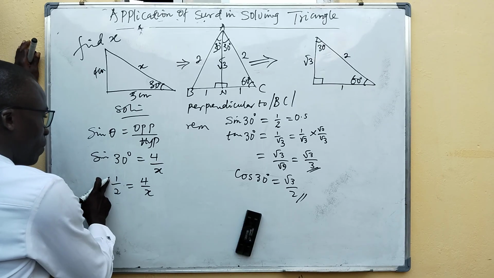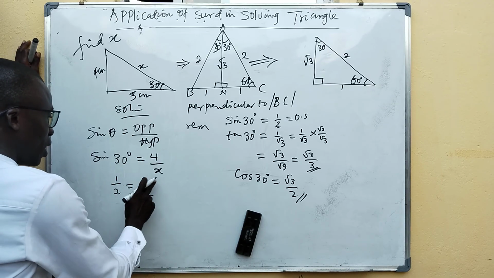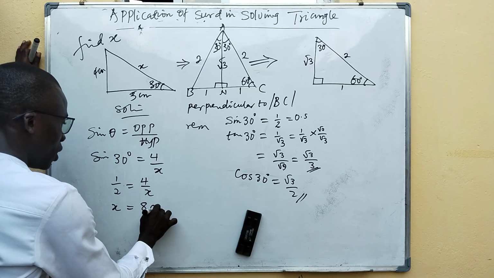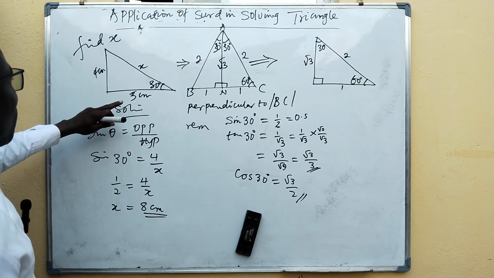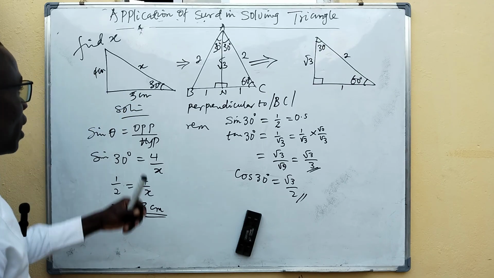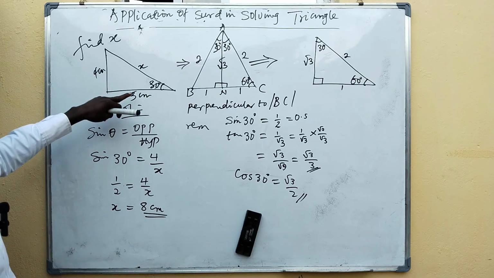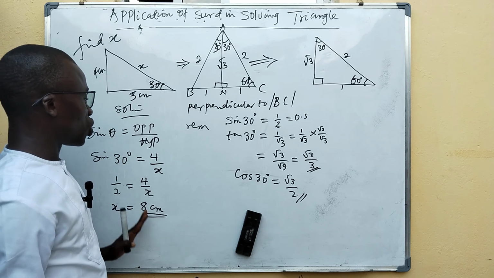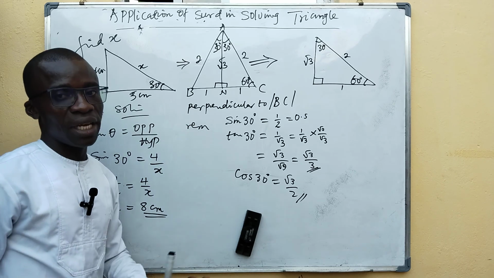So I can cross multiply, this times this and this times this. I have x is equal to 8 cm. So you can get your 8 cm with respect to this 30 degrees. That is how you can solve it. We are using the surd format now to solve a triangle.